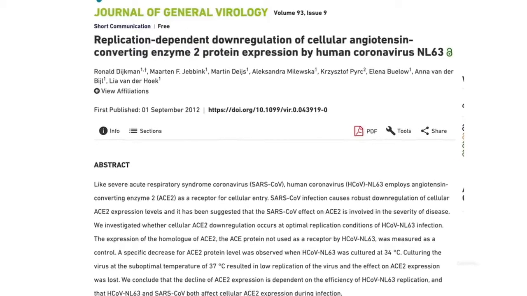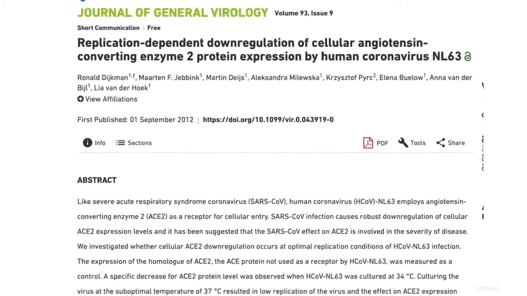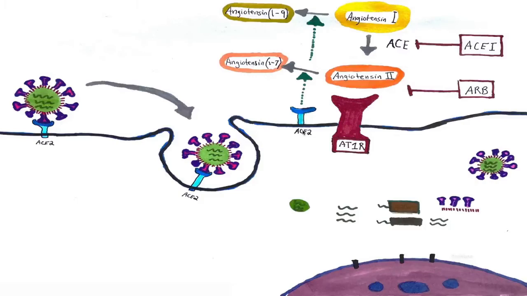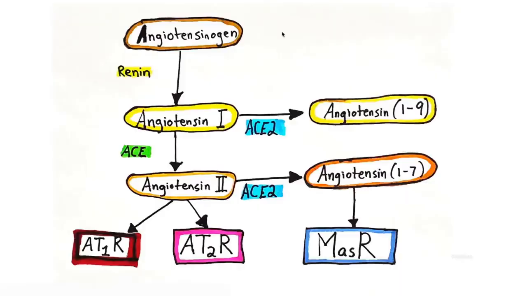The downregulation of this ACE2 receptor is so important because, as if the cytokine storm isn't bad enough, triggering all that inflammation that's about to happen, the other thing is it does this. When there's downregulation of the ACE2, there's less ability to convert angiotensin 2 to angiotensin 1-7. And there's also less ability to convert angiotensin 1 to angiotensin 1-9. Why is this important? Let's take a closer look.